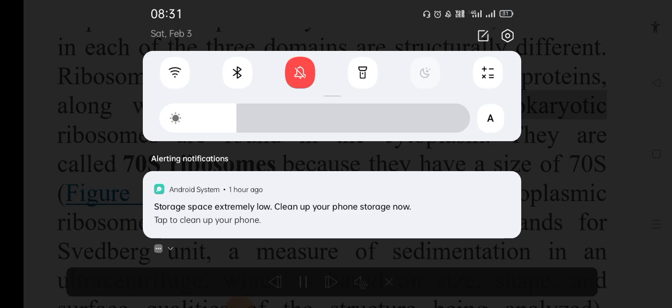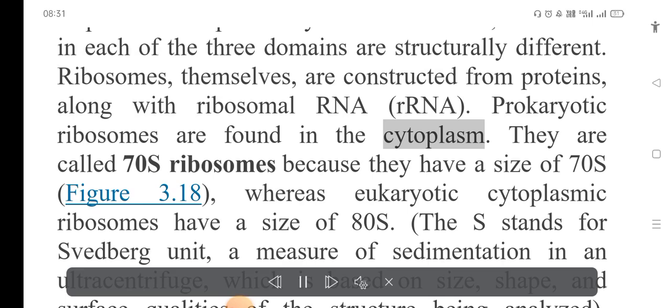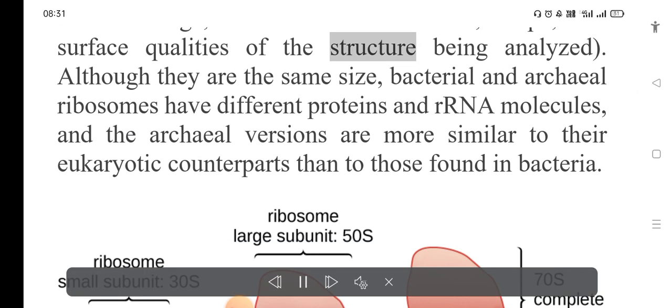Prokaryotic ribosomes are found in the cytoplasm. They are called 70S ribosomes because they have a size of 70S, Figure 3.18, whereas eukaryotic cytoplasmic ribosomes have a size of 80S. The S stands for Svedberg unit, a measure of sedimentation in an ultracentrifuge, which is based on size, shape, and surface qualities of the structure being analyzed.